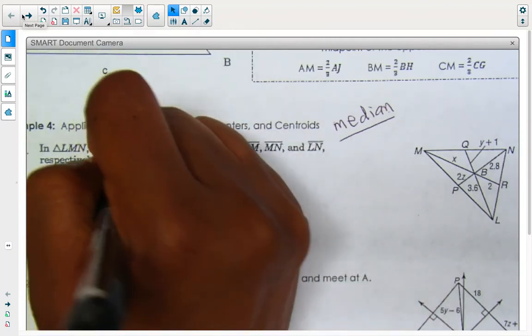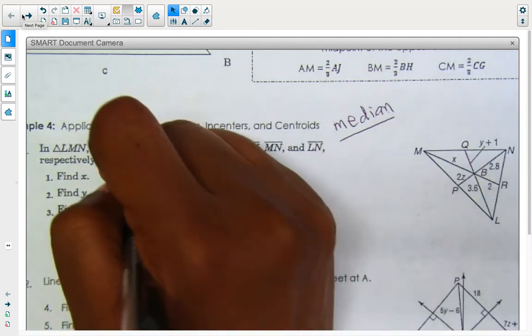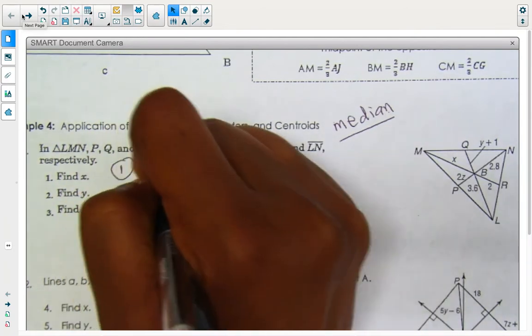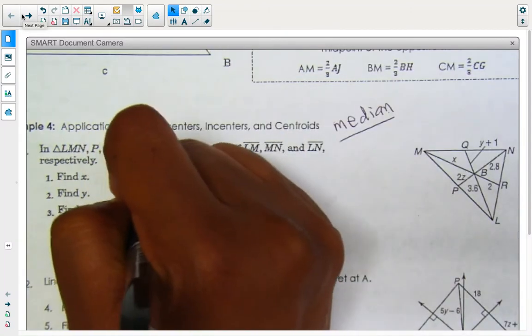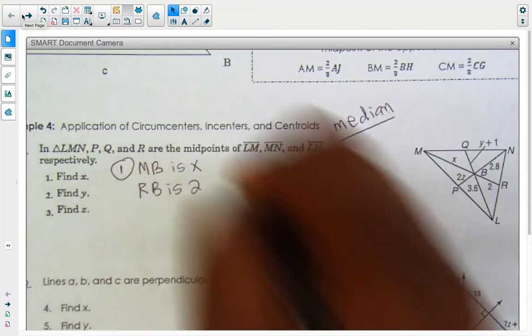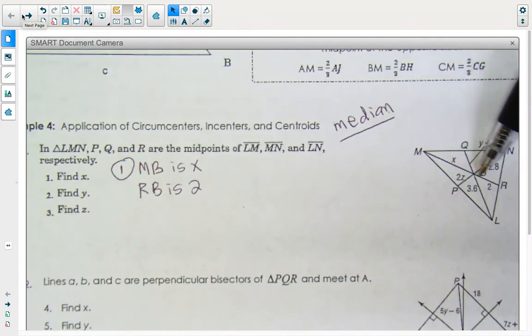So for number 1, it says find X. It says that MB is X, so I can look at my picture here. MB is X. So let's write that out. You don't have to, but just so that we have all of my information. And I know that RB is 2. So from R to B over here where my pen is at, that distance is 2. So I'm using my median. My whole median is MR. So from M to B, that is X. From B to R, that is 2.